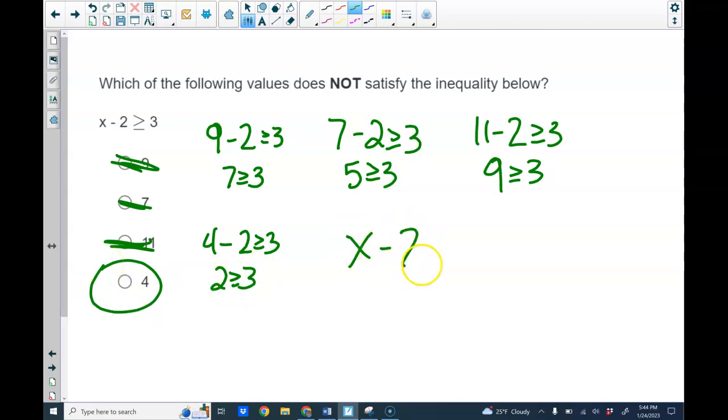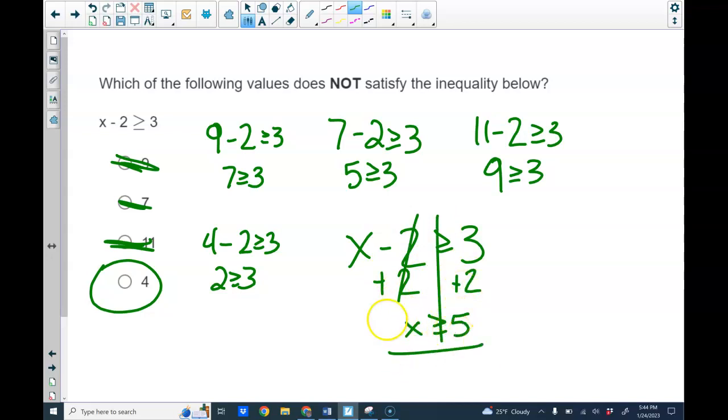Otherwise, you could just solve it like a normal problem. So this is just a one step. So minus 2, so you're going to add 2 to each side. So those cancel. Add 2 to this side. So 3 plus 2 is 5. So any number bigger than 5 is going to be a solution, which makes sense. 9 is bigger than 5. 7 is bigger than 5. 11 is bigger than 5. So the one that does not satisfy it is the one that's smaller than 5, which is 4.